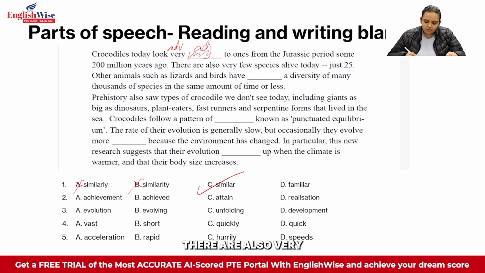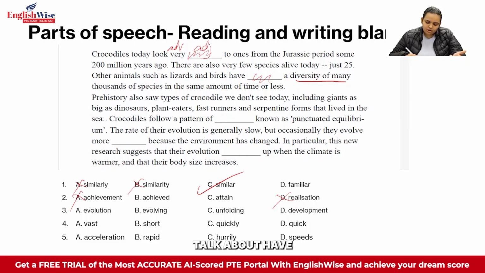There are also very few species alive today, just 25. Other animals such as lizards and birds have dash a variety of many thousand species in the same amount of time or less. Now let us read this sentence without the blank. Other animals such as lizards and birds have a diversity of many thousand species. This sentence sounds incomplete without the blank, guys. Now you see diversity of many thousand species, the noun is given. That means let's look for some verb. Again over here, realization is the only word and achievement is the only word that I can remove.